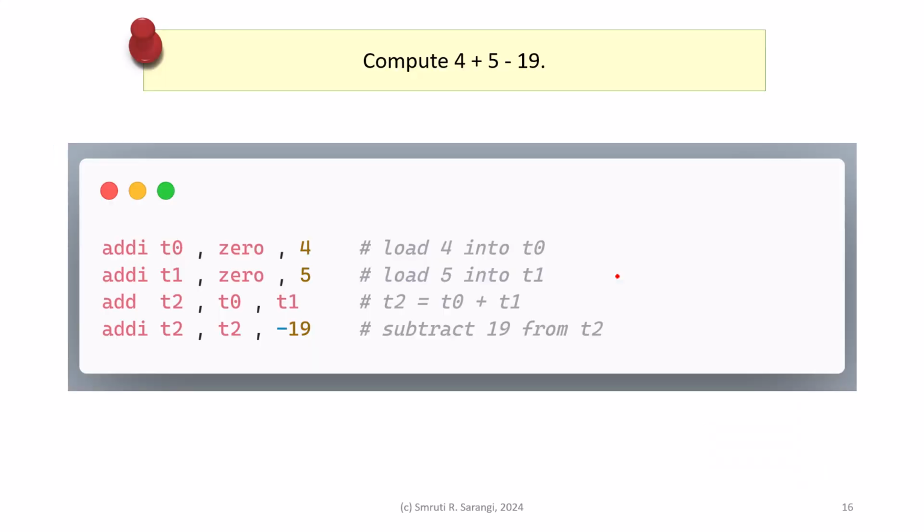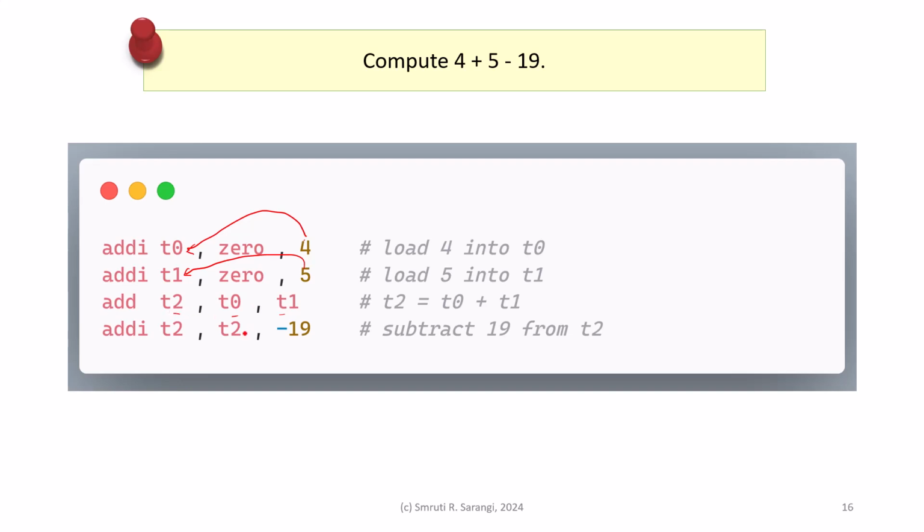So let me just compute 4 plus 5 minus 19. This is not very hard at all. So what I do is I load 4 into T0. I already know how to do it. The way that I do it is that I use the add-I instruction and I add 4 to the register 0, which basically transfers 4 here. Then 5 I add to 0 to transfer it to T1. I add them, I get T2.